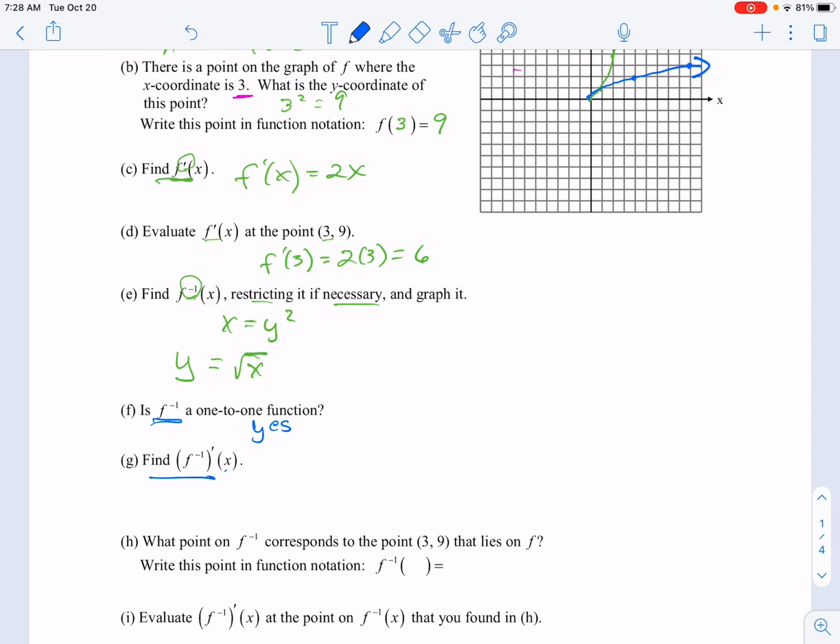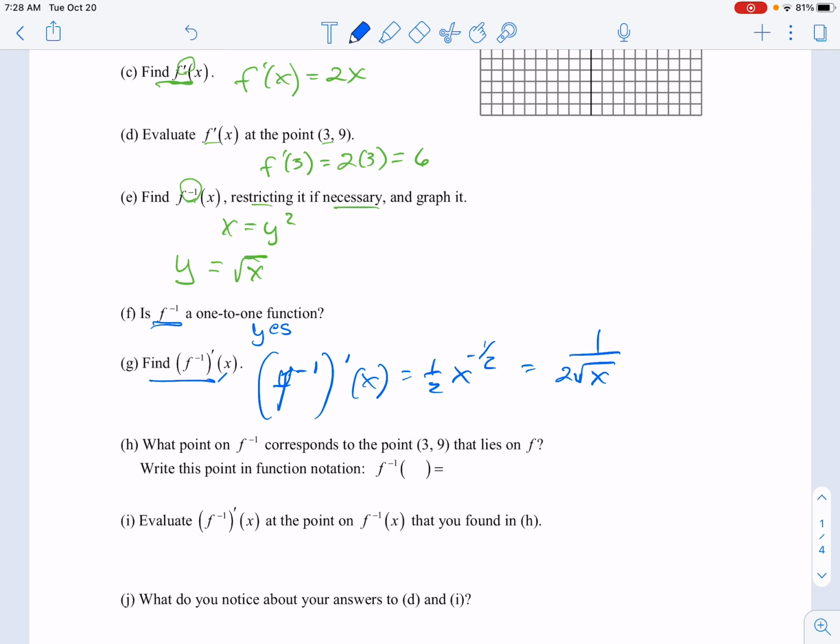Find f inverse prime of x, the derivative of that. f inverse prime is 1/2 x to the negative 1/2, which is 1 over 2 square roots of x. What point on the inverse corresponds to (3, 9)? Well, remember on inverses you flip-flop your x and y's. It says evaluate the inverse function derivative at 9. You plug it in here, you get 1 over 2 times the square root of 9, which is 1 over 6.